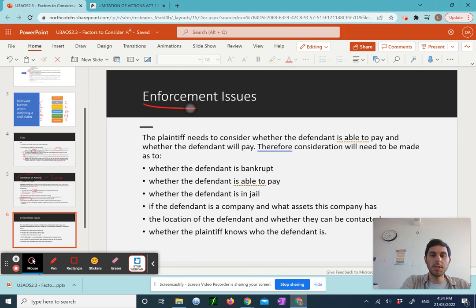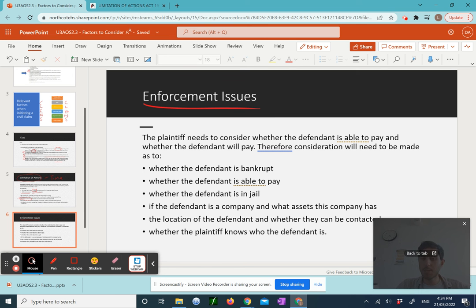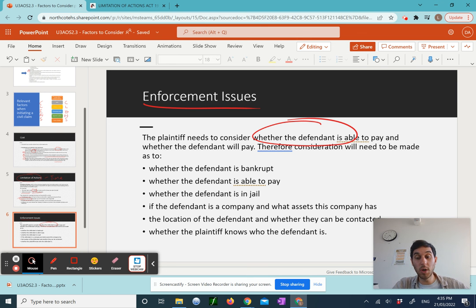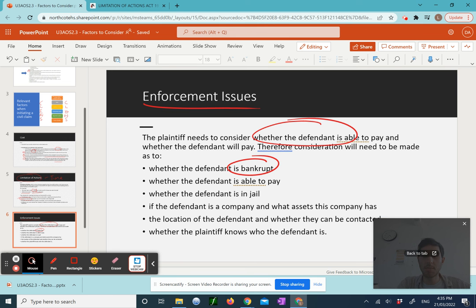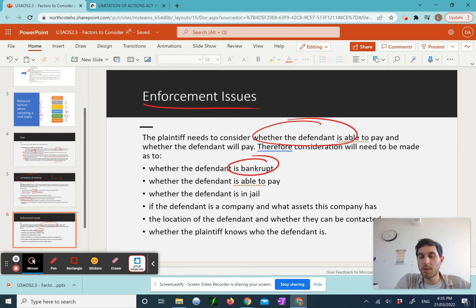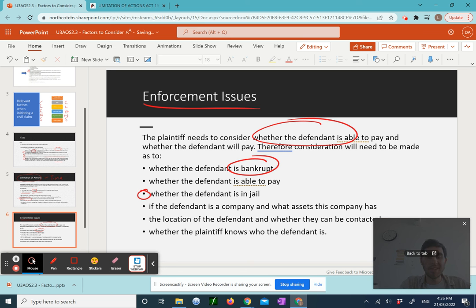Next thing to think about is enforcement issues. This means even if you win, you have to think about whether the defendant is even going to be able to pay you, or whether they're going to be willing to pay you, even if the court tries to force them to. So if you've got a defendant who's bankrupt, even if the court tries to force them to pay, if they've got no money, they can't pay, right? So what's the point of suing them? If they're in jail, again, they're not likely to have any assets to pay you, even if you win.